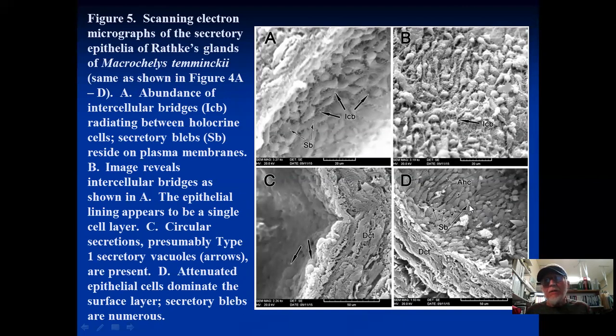And then there are these secretory blebs, which are released by the cells. They're quite numerous, and that's a product of these holocrine cells. So this gives you some idea of the detail of these glands, but still nothing quite as dramatic as what you would find in a common snapper or in the other studies I've done on other turtles.